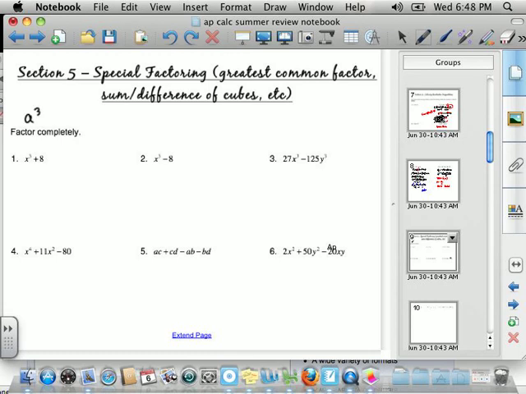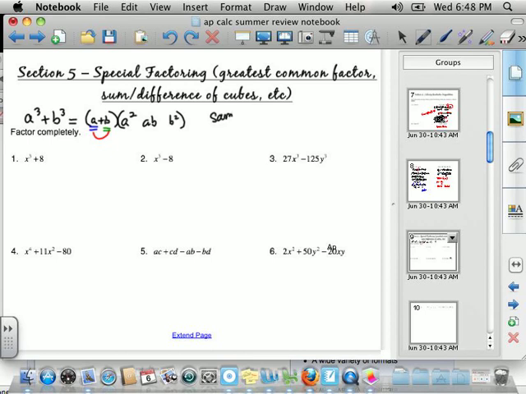Now, a cubed plus b cubed, I always say there's a pattern. So it's going to factor into a binomial and a trinomial, so 2 terms and 3 terms. The first one, you're just going to drop the cubes, a plus b. The second set, you're going to square the first thing, so a squared. And then the middle, you're going to multiply the 2 together, so ab. And then the last, you're going to square the last term, so b squared.